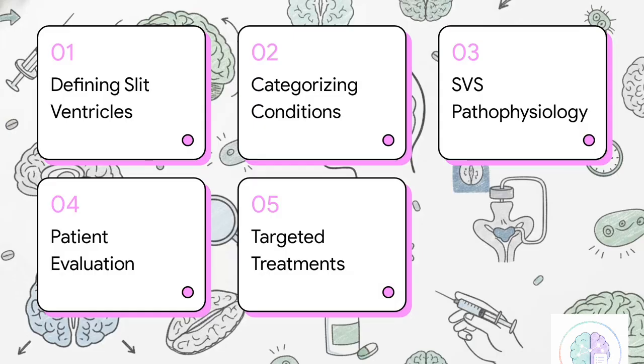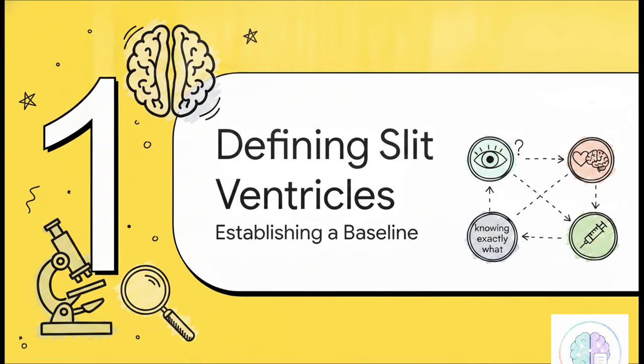Okay, let's just jump right into our clinical pathway for today. We're going to cover defining slit ventricles, categorizing the conditions, SVS pathophysiology, patient evaluation, and finally, targeted treatments. Starting right off with Section 1, defining slit ventricles and establishing our baseline.